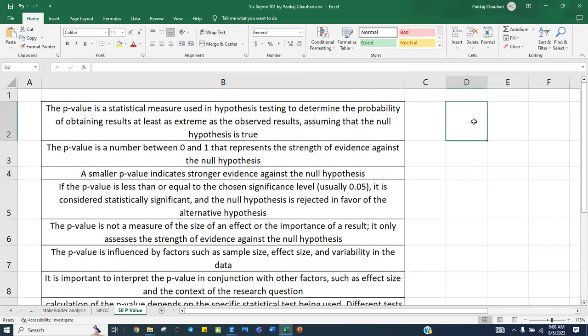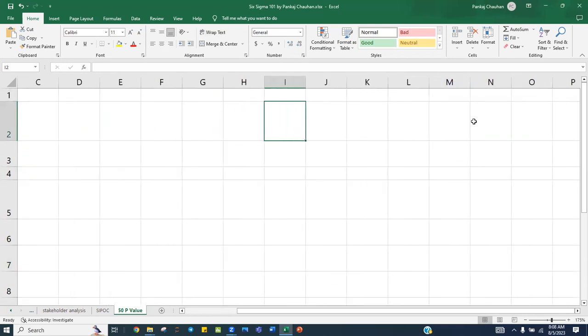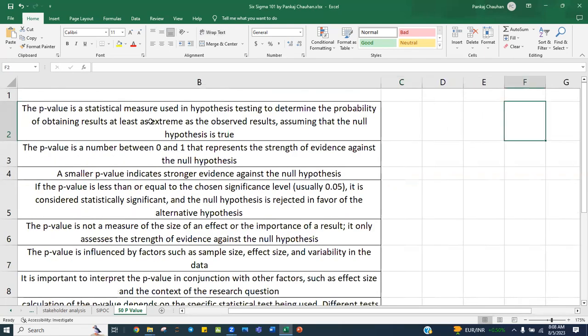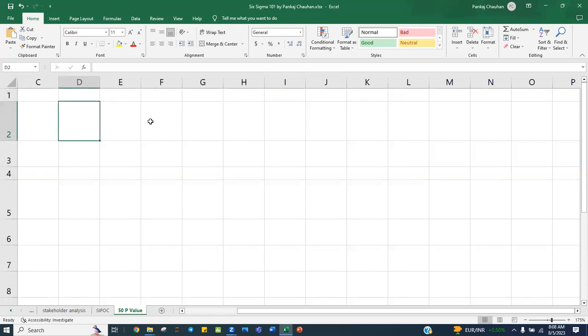Now let's understand the importance of the p-value. Whenever we take a business decision, we are comparing statistical data. Maybe you are comparing one value with the target, maybe two data sets with each other, or more than two data sets with each other. You are looking for the relationship, what the strength of the relationship is, and whether it is significantly related or not.